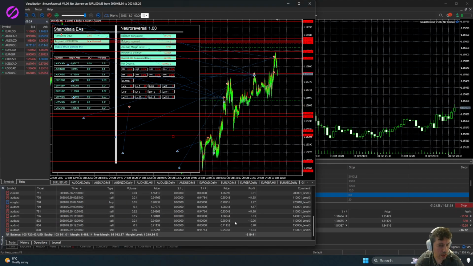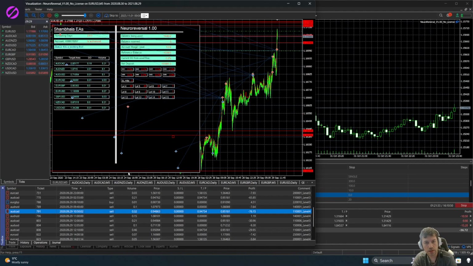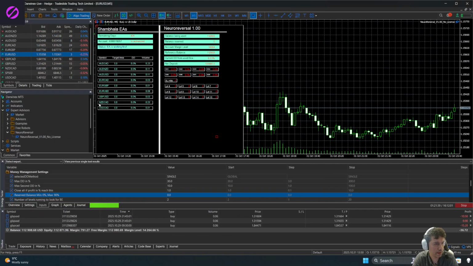And now I'm running a backtest with all the symbols. I'm also testing live, so all this is working as expected. And that's it. I hope you want to run this software, which is working pretty well.